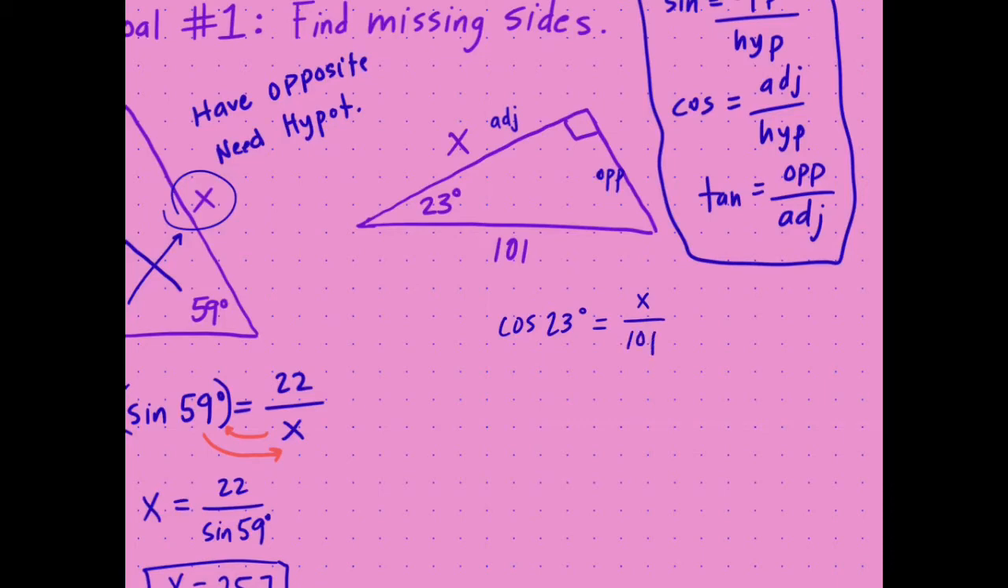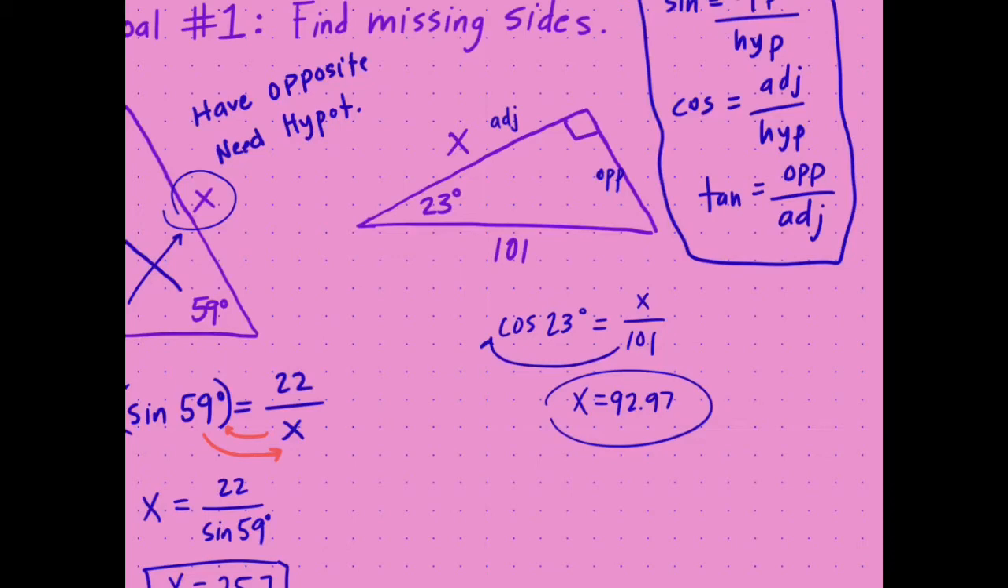And this style is a little easier to solve because all I need to do is really move the 101 over here and do 101 times cosine 23. 101 cosine 23 is 92.97. And again, look at it. Is it reasonable? Sure. The hypotenuse is 101. This longer leg is in the ballpark of that hypotenuse. It's a little shorter, but 92 makes sense. All right, so that's finding sides.